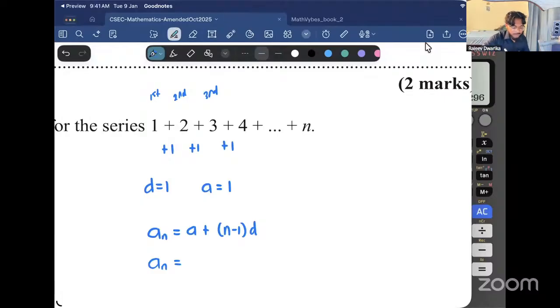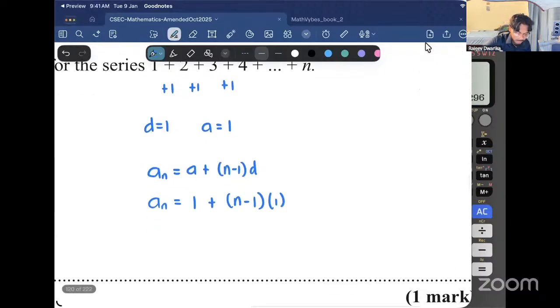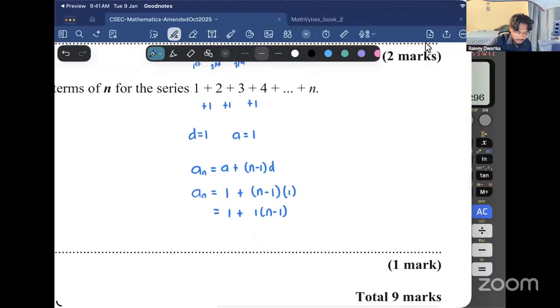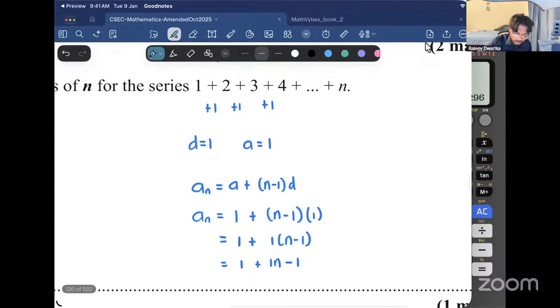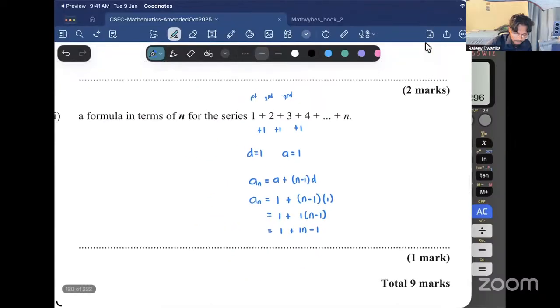I'm always here, ready. So a is 1. We're going to leave n blank because we want a formula in terms of n. And what's the common difference? 1. So you're going to end up with 1 plus 1 by n minus 1. Oh, okay. So you're going to end up with 1 plus 1n minus 1. Yes, sir. Thank you.